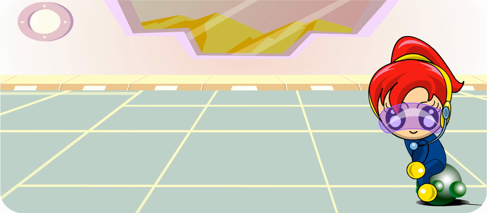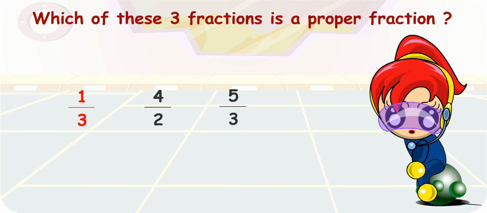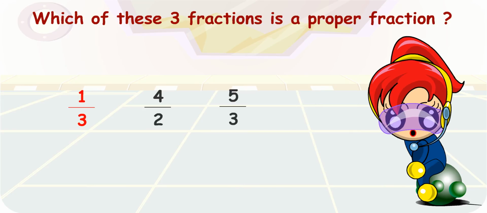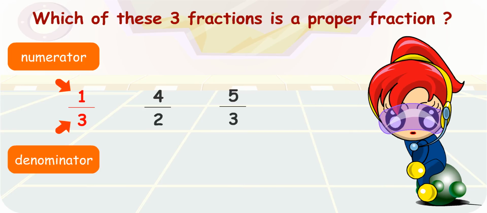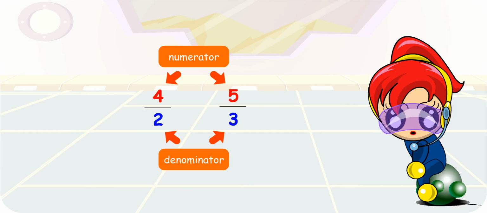We had already learned about proper fractions in our earlier lesson. Now let me refresh your memory. Which of the three fractions I wrote is a proper fraction? 1/3. I know that in a proper fraction, the numerator is smaller than the denominator. Good. Teacher, what about the other two fractions? Their numerators are greater than their denominators. They are not proper fractions.